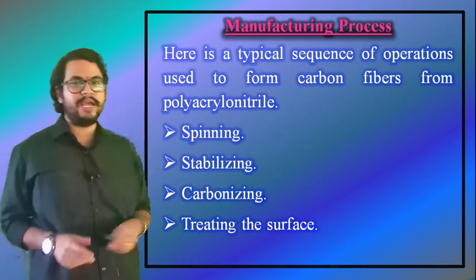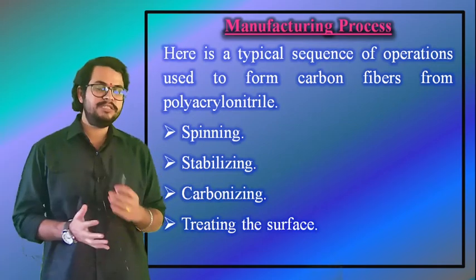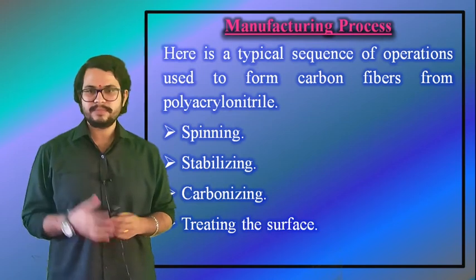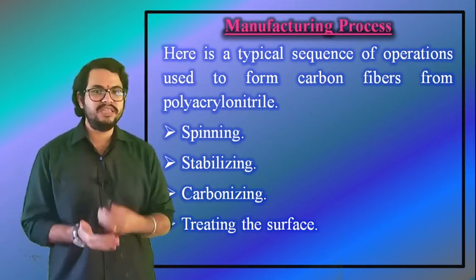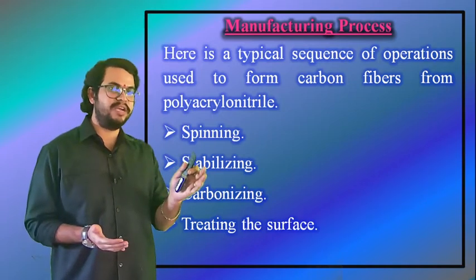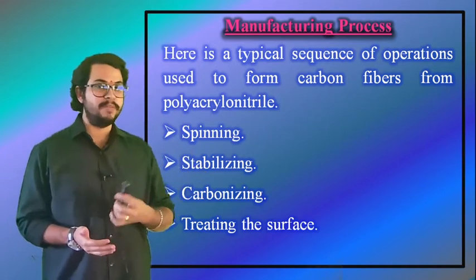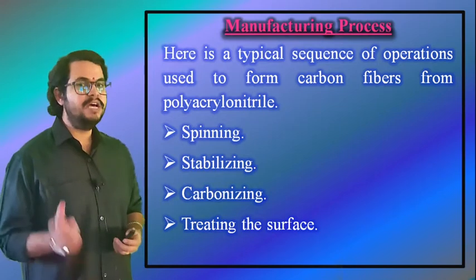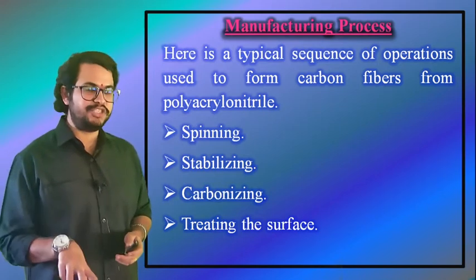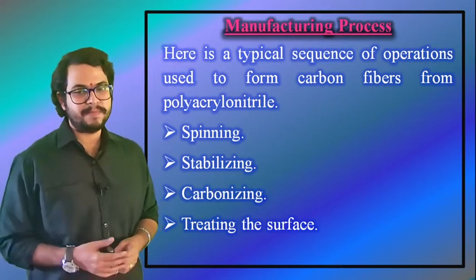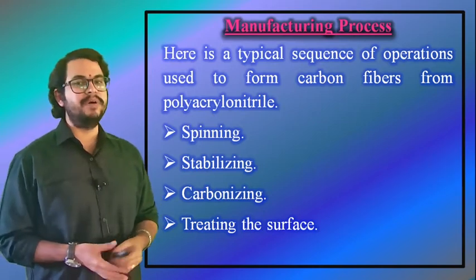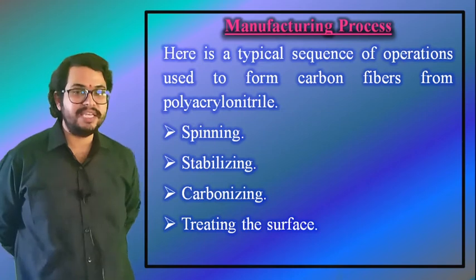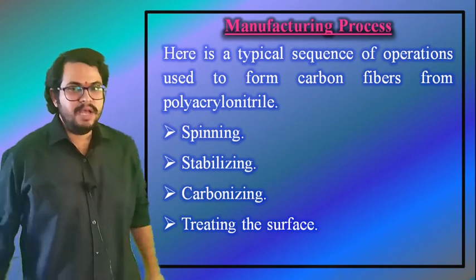Next we have is carbonizing. Once the fibers are stabilized, they are heated to a temperature of about 1830 to 5500 degrees Fahrenheit for several minutes in a furnace filled with gas mixture that does not contain oxygen. The lack of oxygen prevents the fibers from burning in the very high temperatures.